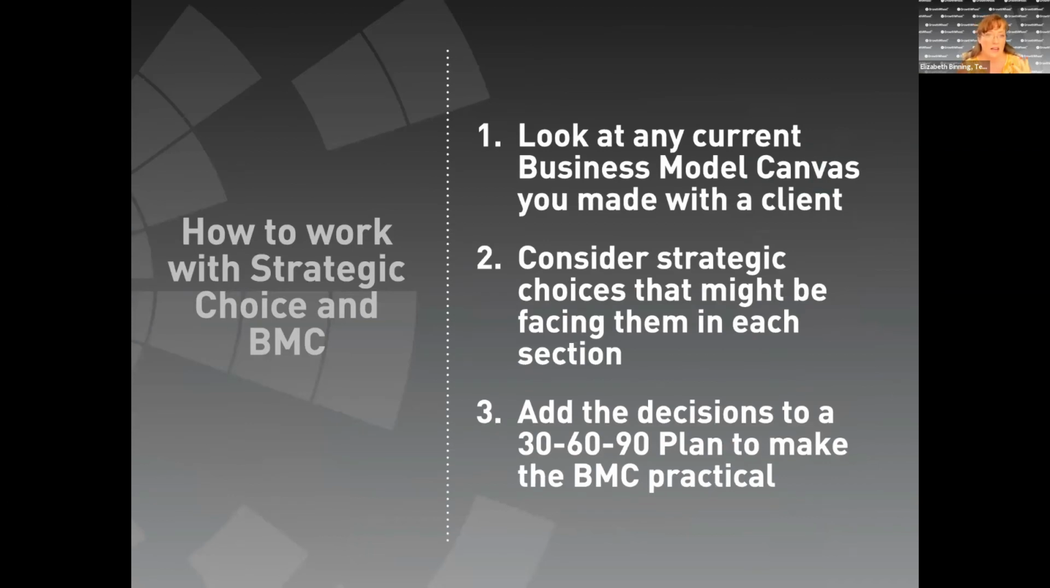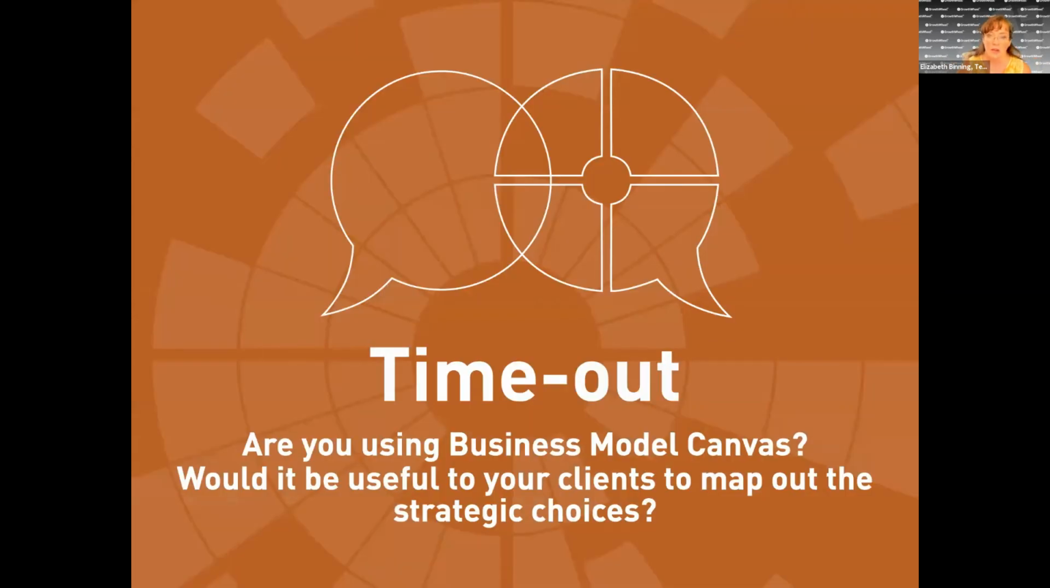And so you can look at any current business model canvas you've made with a client, consider any of the strategic choices that might be facing your clients in any of those 9 elements or areas, and then add those decisions to a 30, 60, 90 plan to make that much more practical for clients as they want to start implementing. So think about with your clients, first of all, how many of you are still using the business model canvas? And would it be useful to your clients to actually map out those strategic choices? I would love to hear that from all of you. And I'm going to stop sharing there so I can see you.